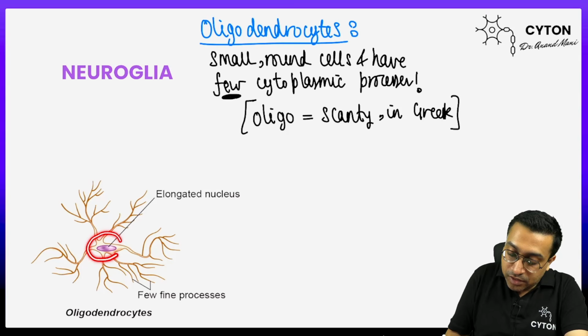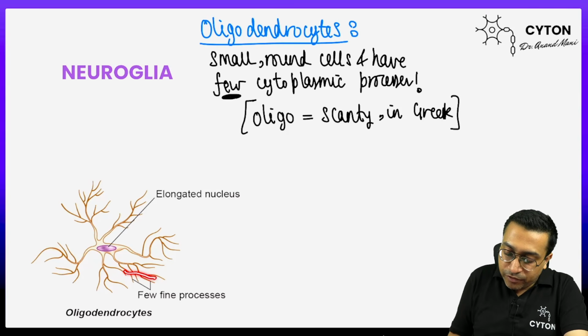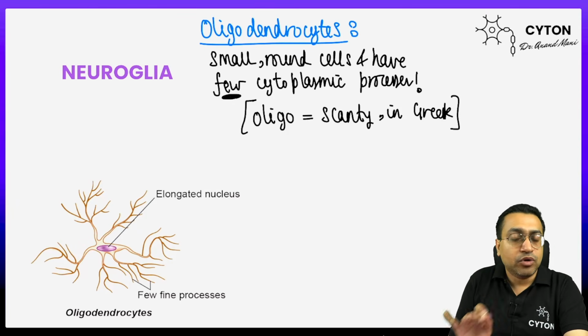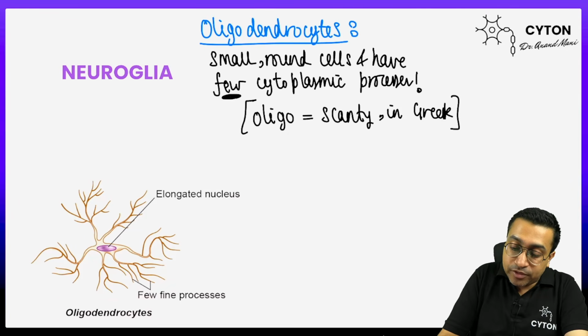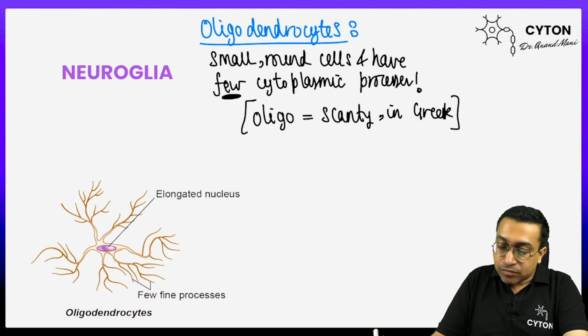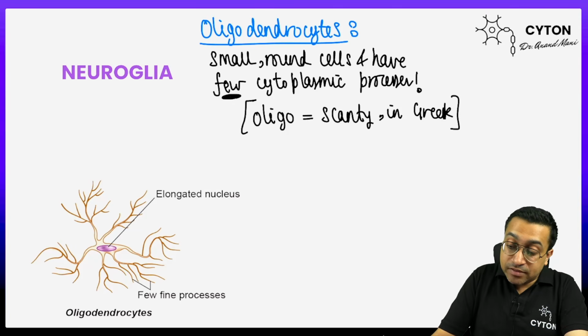So now you can see the elongated nucleus, very fine processes and very few as compared to the previous one. You can see 1, 2, 3, 4, 5, 6. That's it. Not too many are there. These are the oligodendrocytes. Alright. So now let us see what the functions are.